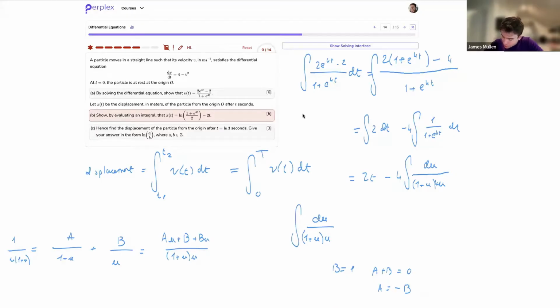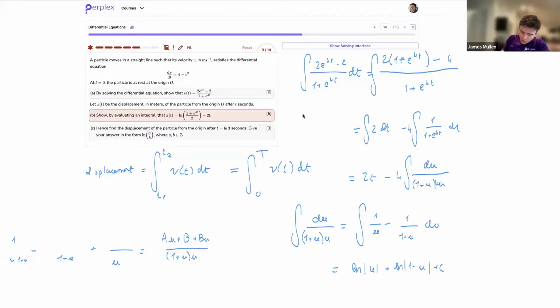All right, so that's helpful, because then I can say that this integral is going to be just the integral of 1 over u minus 1 over 1 plus u du, which is equal to ln of u minus ln of 1 plus u plus c, if you like. Okay, now we're almost at the end. I can actually plug in what I know.